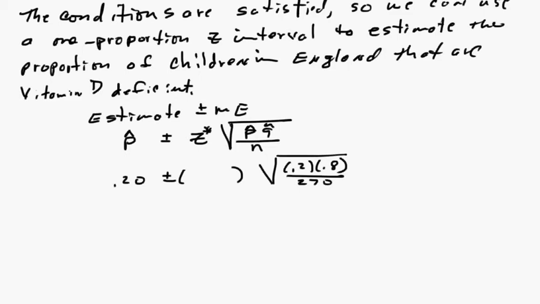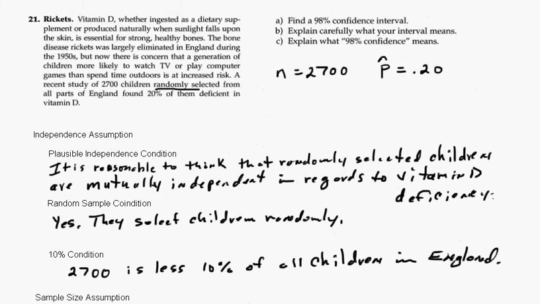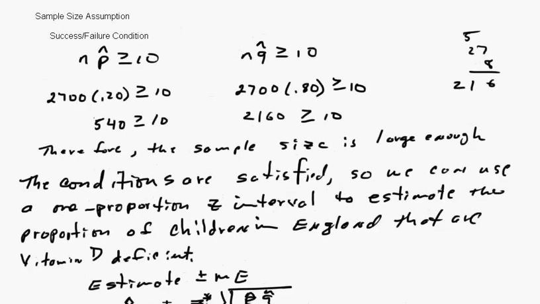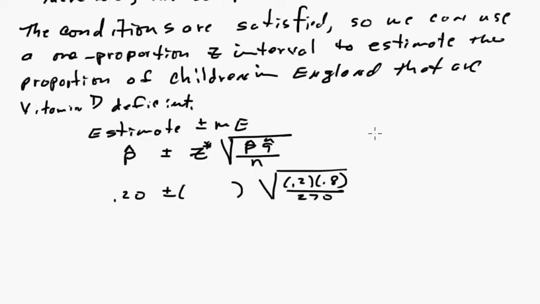Now, z star is a function of the confidence level, and here they want us to find a 98% confidence interval, so that's not a typical one. So let's see if we can just figure this out real quickly. Let's draw a normal distribution best we can. So this is 98% of the area right here. That's a 9, trust me. So this would be 0.01 and this would be 0.01.